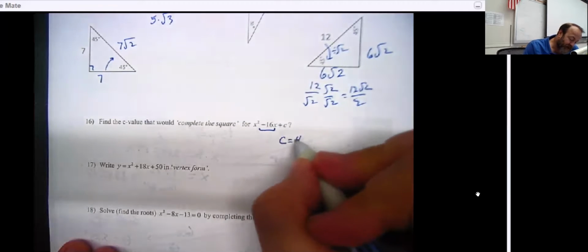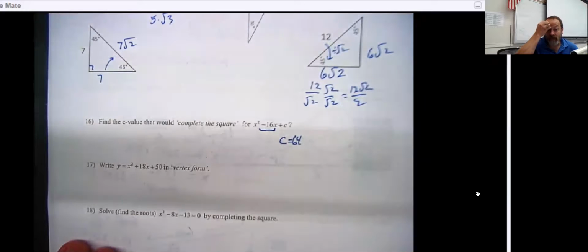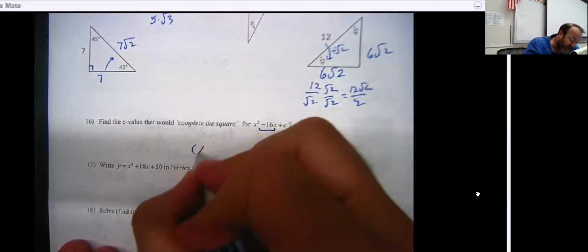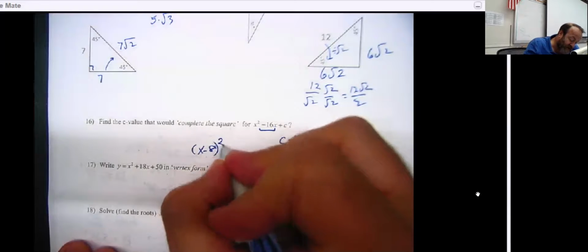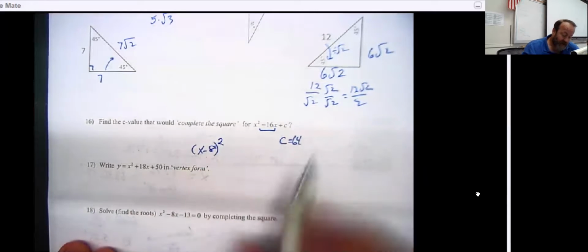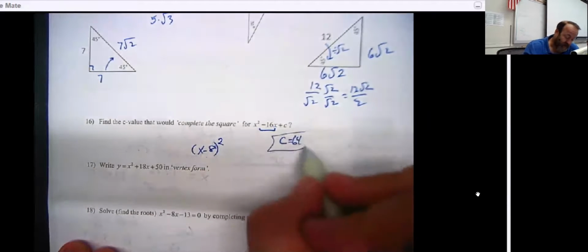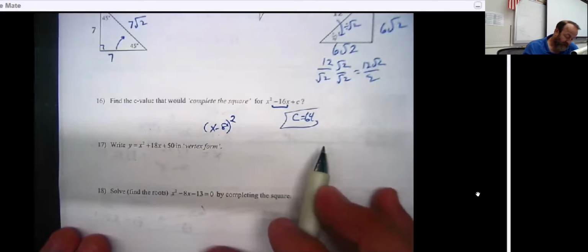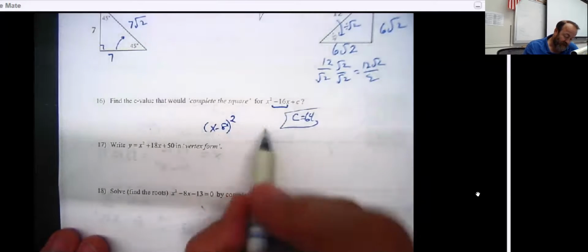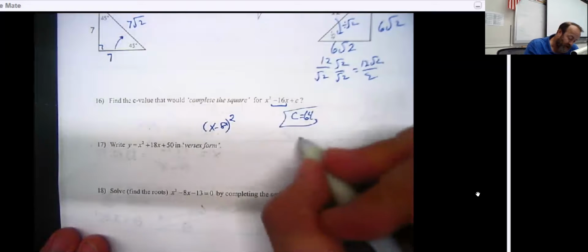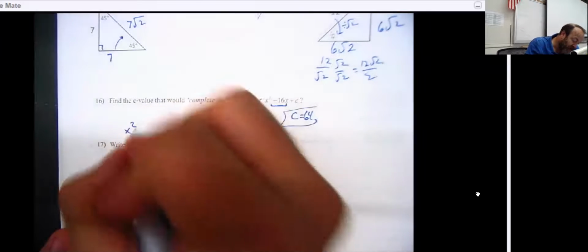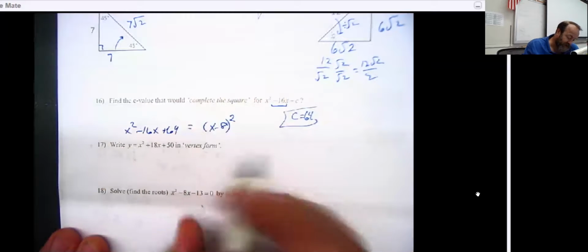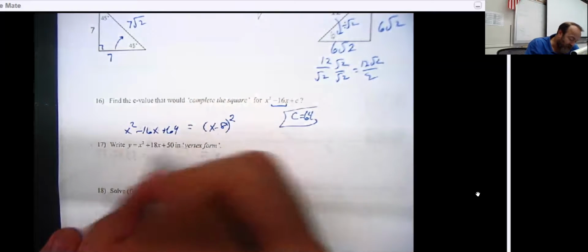So this problem says find the value of c. That value of c would be 64, but that actually tells me that the perfect square would be x minus 8. Now this problem actually asked for the 64, but we're going to use this in some other ones, so I thought I would bring that up. Remember, when you do complete it, x squared minus 16x plus 64 would be this. And I'm going to use that in this next problem.